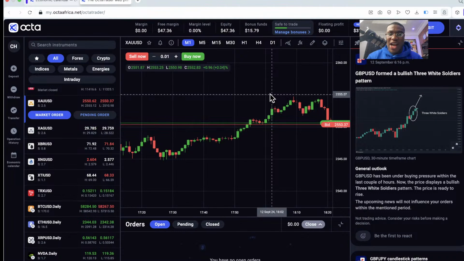Your favorite pairs have one thing in common. And that thing is they are both high volatile pairs or major currencies, if I should call it that. They are both major currencies.